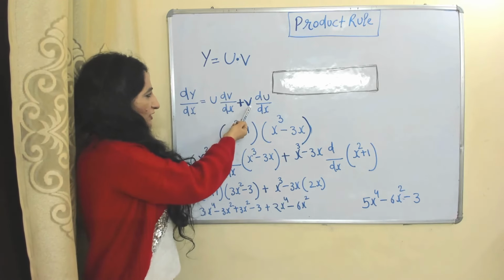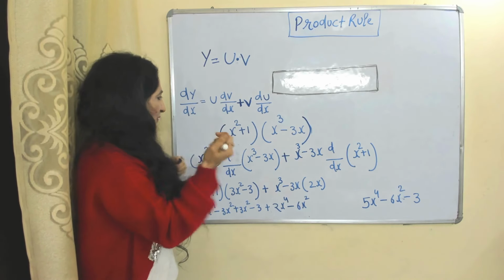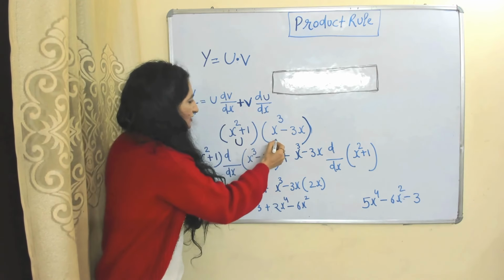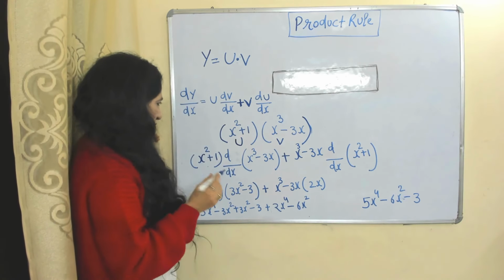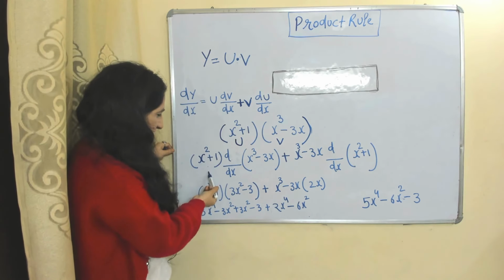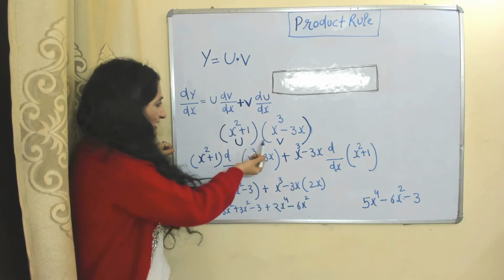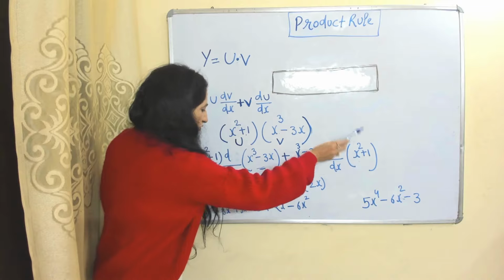So, here this is our given equation. Suppose this is u and this is v. First of all, we will keep u as it is and differentiate v with respect to x. This one is v. Then apply plus sign. Then keep v as it is and differentiate u with respect to x.